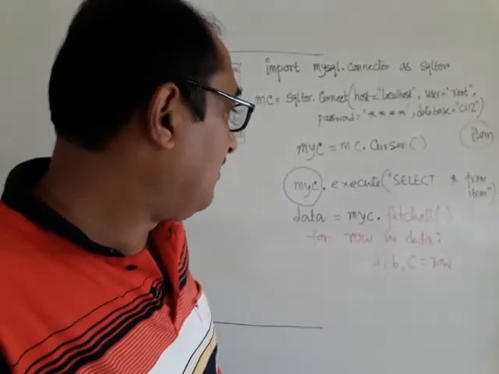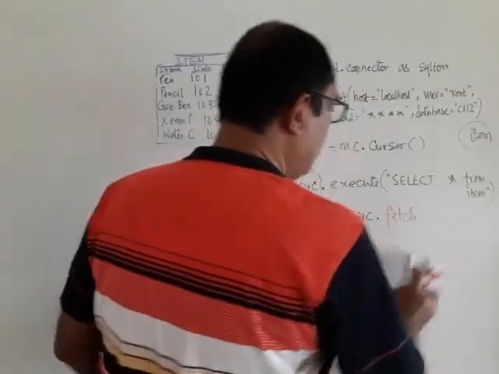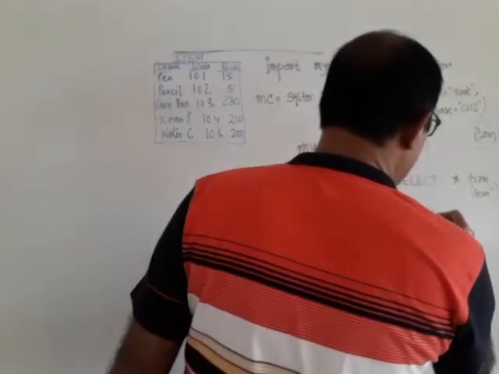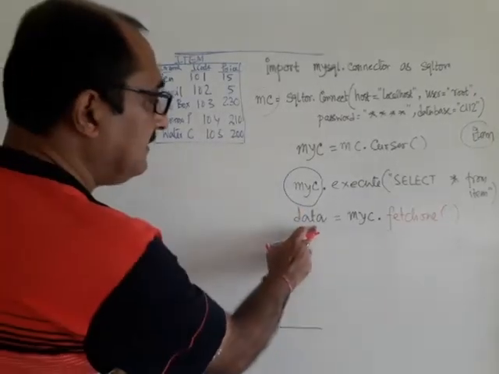That is one way of doing it. There is another function called fetch1. If you do fetch1, then what will happen? Only one record will be accessed. Fine? Only one record will be there in data.